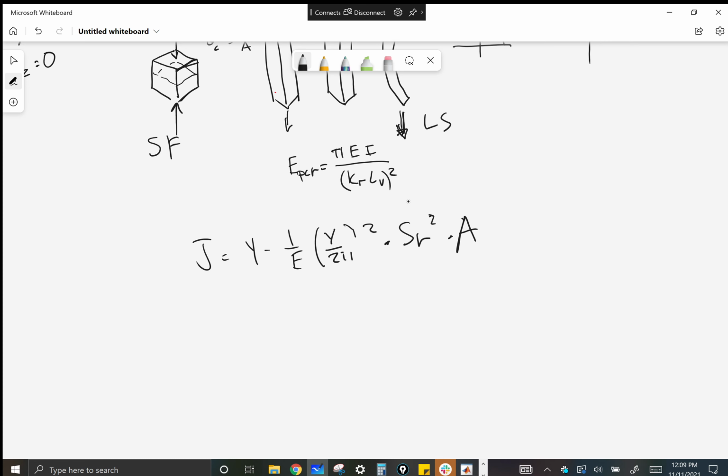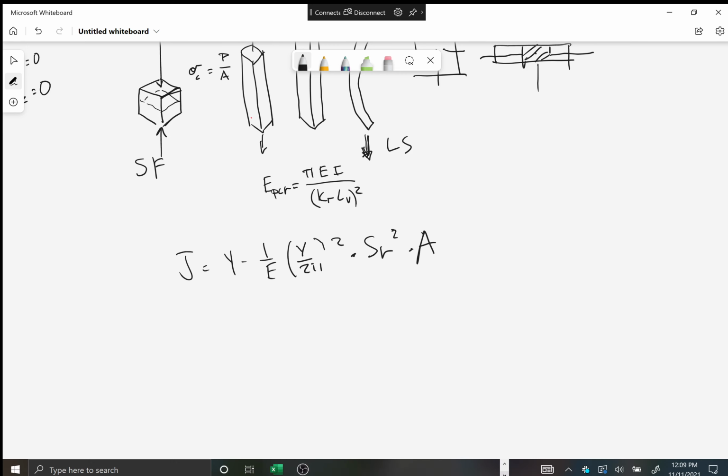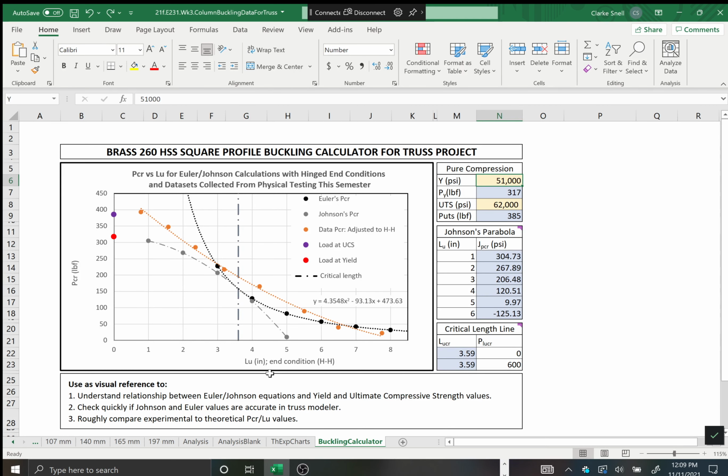But if you look at this, the only thing that's changing is the length in both of these equations. And so then we're back at this. Euler, Johnson, pure compression, right? You should understand that chart, how it works together. Let me think what else quickly with this.